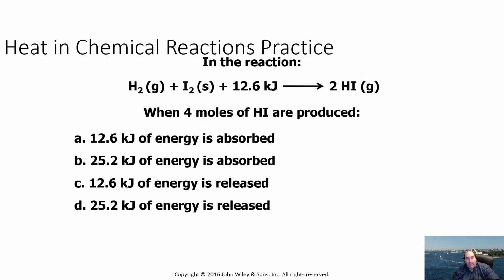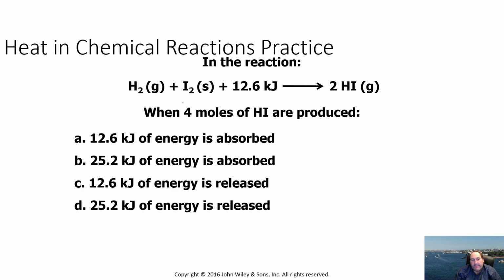So for example, here, if we were to look at this, in this reaction, when 4 moles of HI are produced, how much energy should be released or absorbed in this case? So take a moment and think about it. I'm going to try to find my calculator. It's been a long one here. We haven't found our calculator. So let's dig it out.